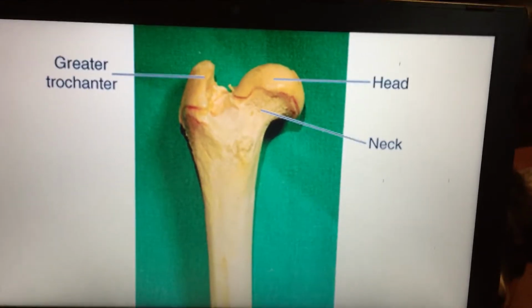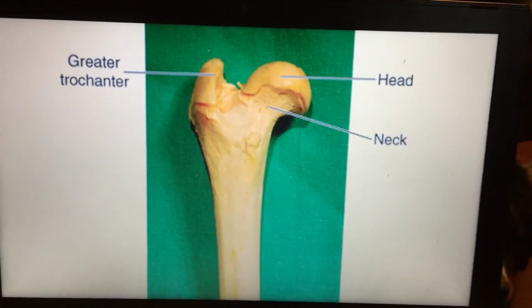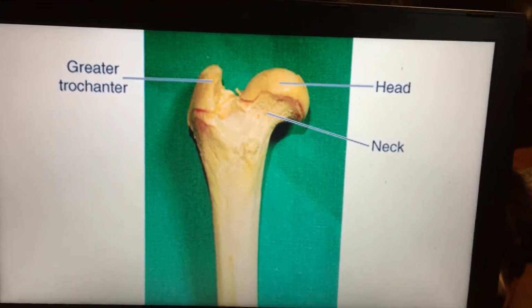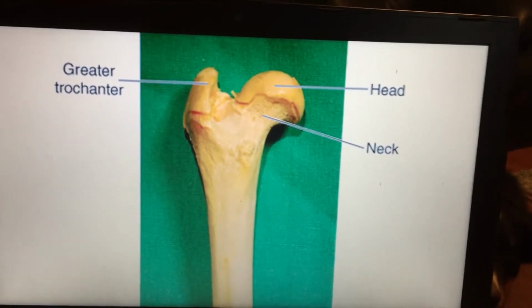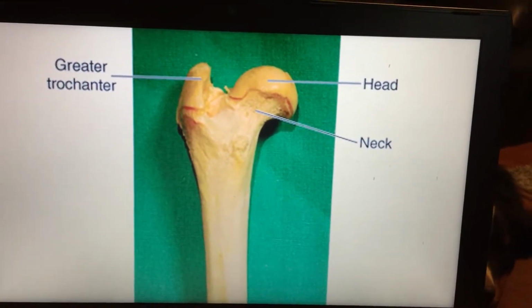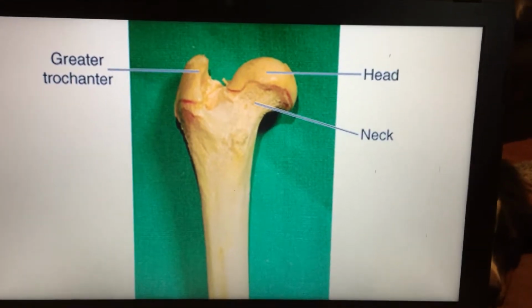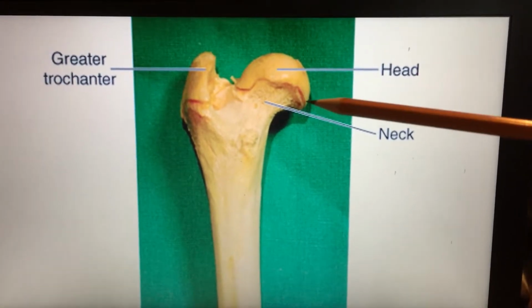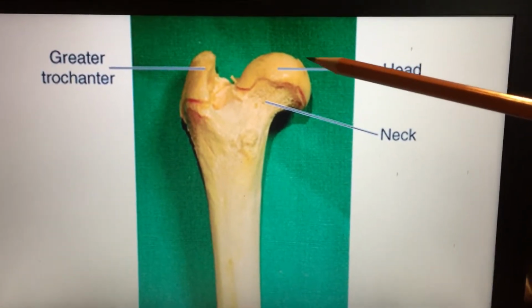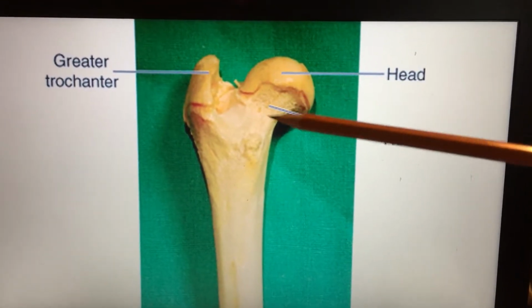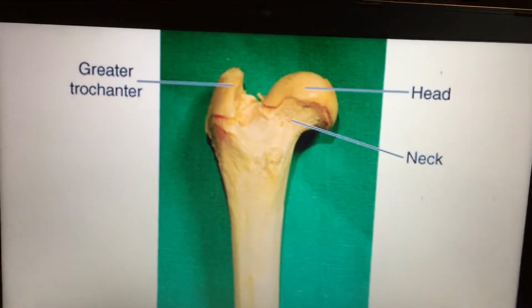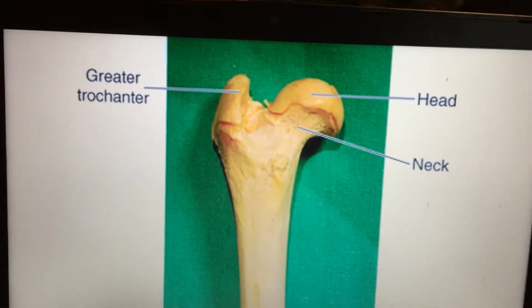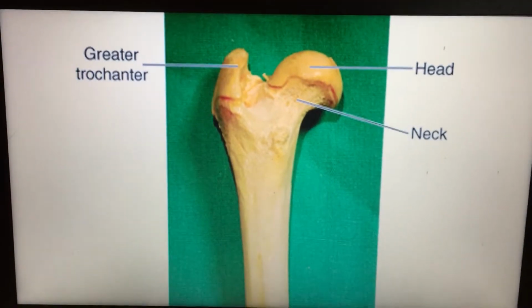Next is the head. So the head is a spherical surface at the proximal end of the humerus and femur, as well as the ribs. This is the ball in the ball and socket joint. So this is the head of a femur, and you can see it's the nice round process at the top, the proximal end of the femur.